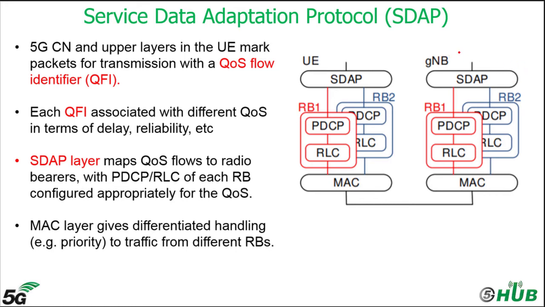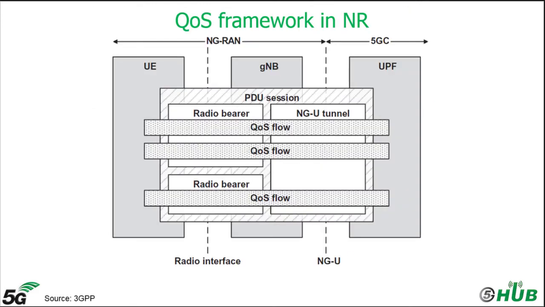As you see in this image, this is the gNodeB and this is the user equipment. This is the SDAP, or Service Data Adaptation Protocol. Here we can see different radio bearers, for example, radio bearer 1 and radio bearer 2. Each one will have its isolated RLC and PDCP, and the MAC layer can give differentiated handling to traffic for different radio bearers. So here, this is the quality of service framework in 5G new radio.